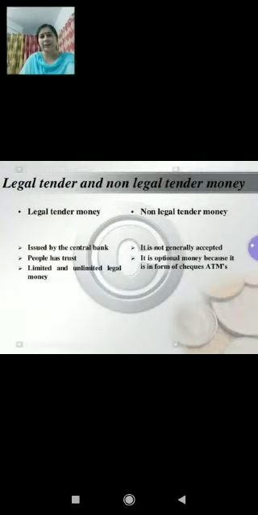Now children, the next term which I want you to know, and many of you were asking me also, is what is legal tender and what is non-legal tender. So children, legal tender is each and every currency which is issued by the central bank, which people have trust in, and it is limited and unlimited legal money. Fine. And non-legal tender money is not generally accepted. It is optional money because it is in the form of a check or ATM card.